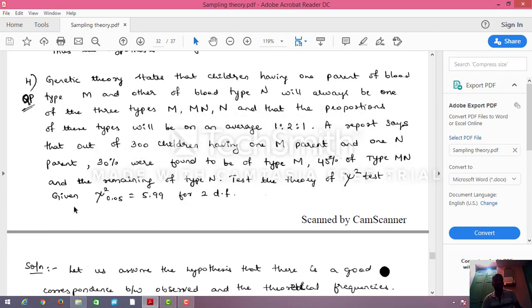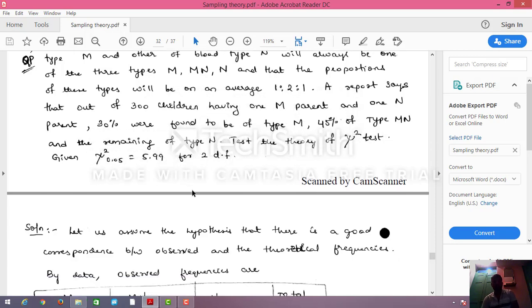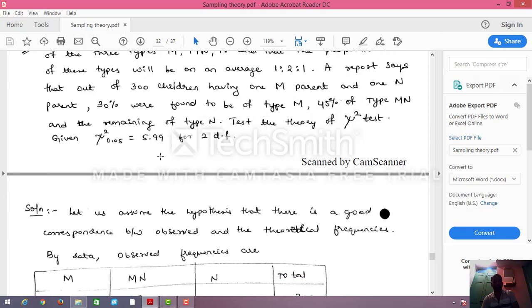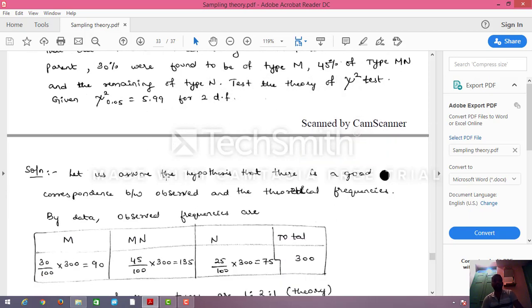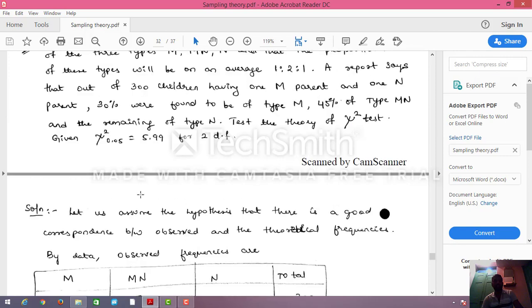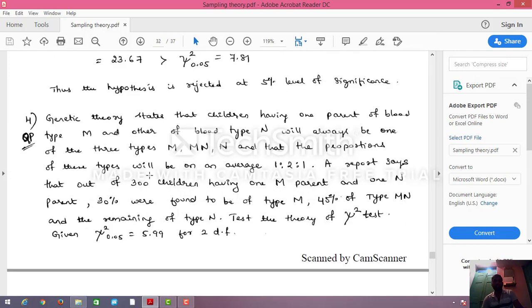Here, the chi-square test at 5% level of significance is 5.99 for 2 degrees of freedom. Now using this, we have to find the observed frequencies and also the expected frequencies. How do we find these? Let us assume the hypothesis that there is a good correspondence between the observed and the theoretical frequencies. By the data, here see what they have given.